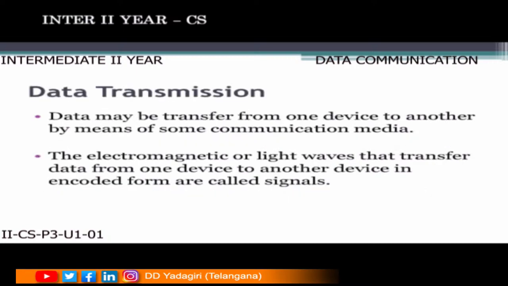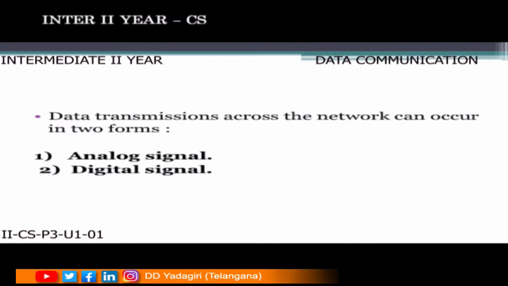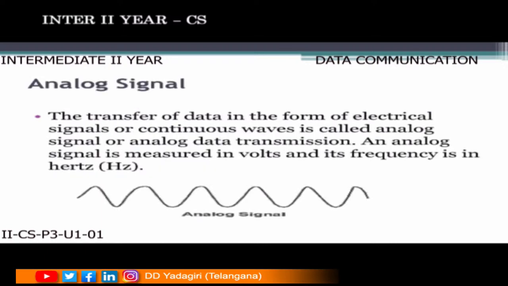Methods of data transmission. Data can be transferred from one device to another by means of some communication media. The electromagnetic or light waves that transfer data from one device to another device in encoded form are called signals. Data transmissions across the network can occur in two forms, analog signal and digital signal.